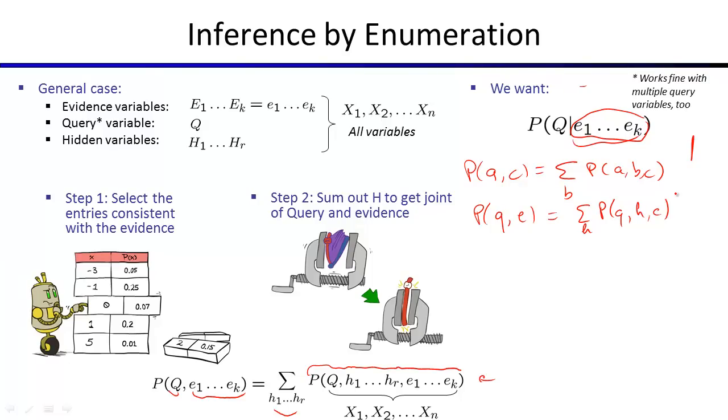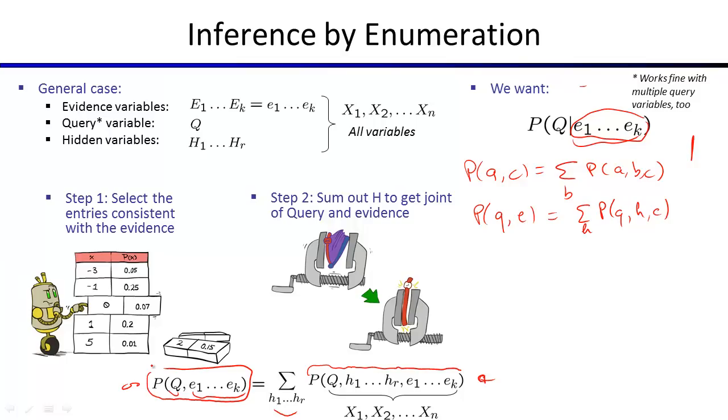We still have a table here. This is a table with as many entries as values Q can take on. That table is not the conditional yet. It's a joint between Q and that particular set of evidence. All we need to do now is to normalize, and we get out the conditional distribution.